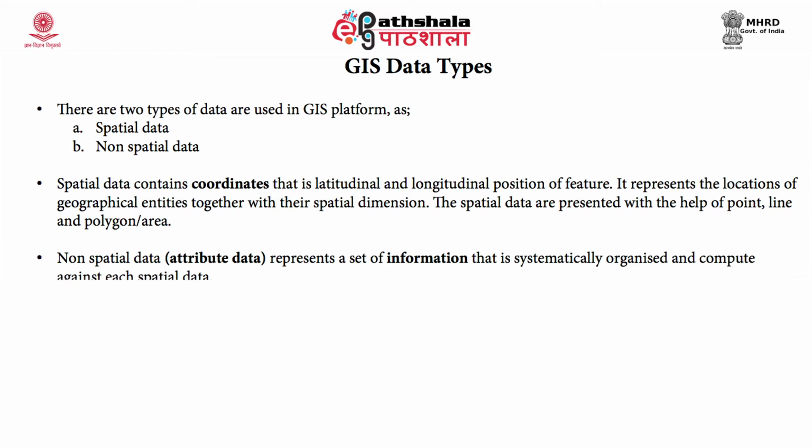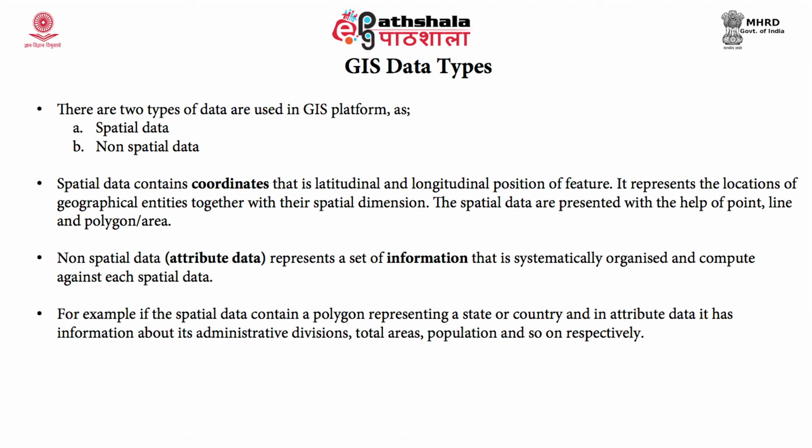Non-spatial data, which is also known as attribute data, represent a set of information that is systematically organized and computed against each spatial data. For example, if the spatial data contains a polygon representing a state or a country, its attribute data has information about administrative divisions, total area, population, and so on respectively.